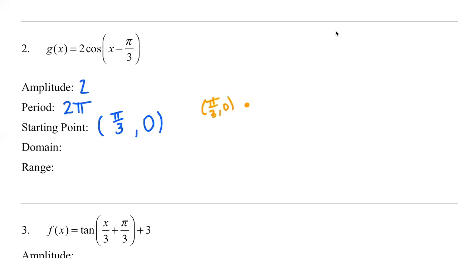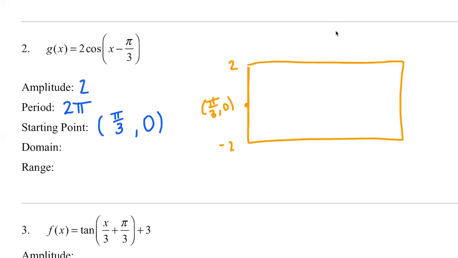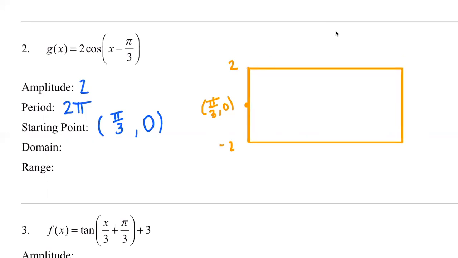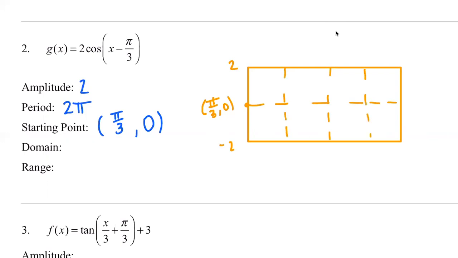We will draw our frame up to and down to. Okay. Here is our frame. Okay, so we are starting at pi over 3. The period is 2 pi.